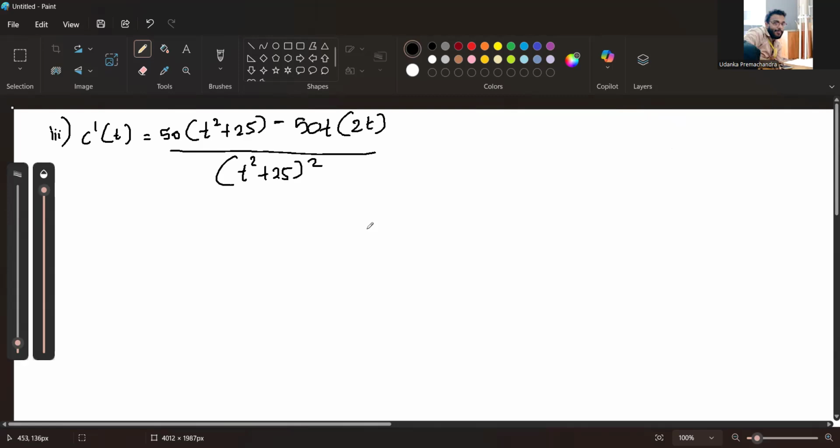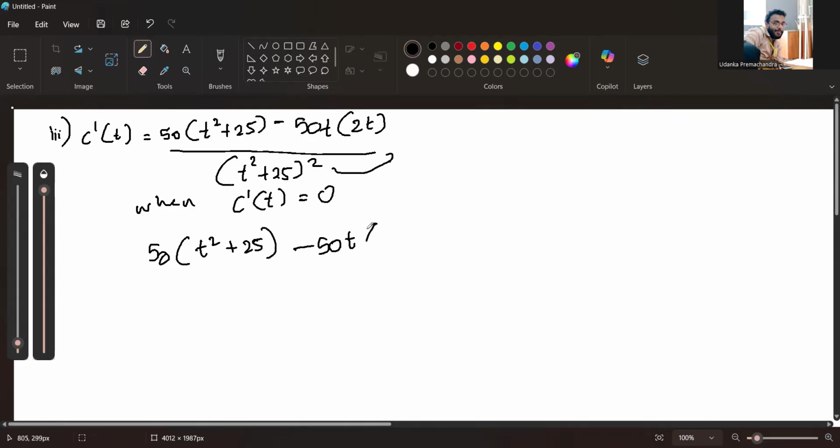Now, when is it maximum? When maximum, c dash t should be equal to 0. So you can set this equal to 0. When you set it equal to 0, this one becomes 0 on the other side. So remaining only 50 times t squared plus 25, minus 50t times 2t, equals 0. Now simplify.